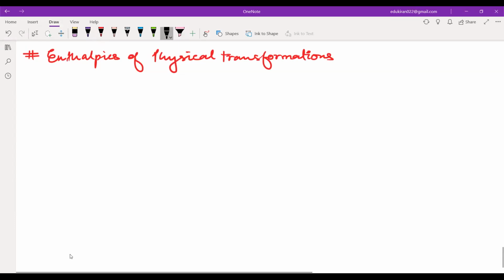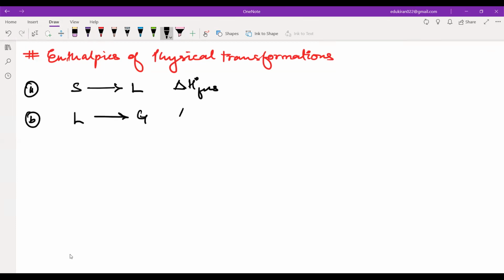Okay, physical transformations. So first is, I should write A part. If a solid is getting converted to liquid, this is fusion, delta H naught of fusion. It is represented by delta H naught of fusion. And if I have a liquid that is getting converted into gas, then it is enthalpy of vaporization. Then if I have solid directly to gas, then it is called enthalpy of sublimation.